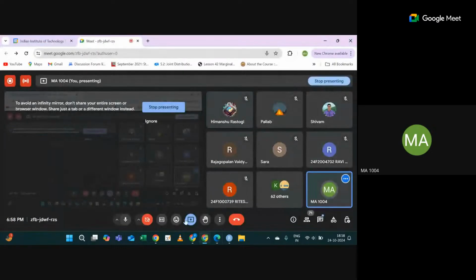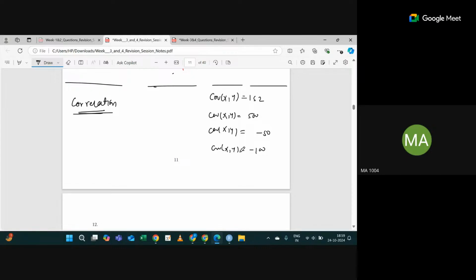So we can only comment on whether it's a positive linear relationship or a negative linear relationship, not beyond that. We can't say this is a strong positive or strong negative, because we don't have any boundary for that. Yes or no? Yes, correct.